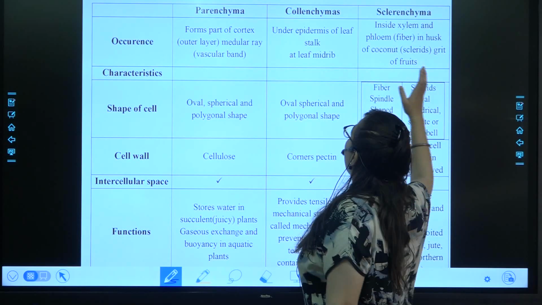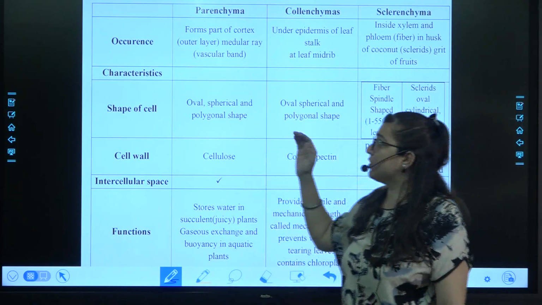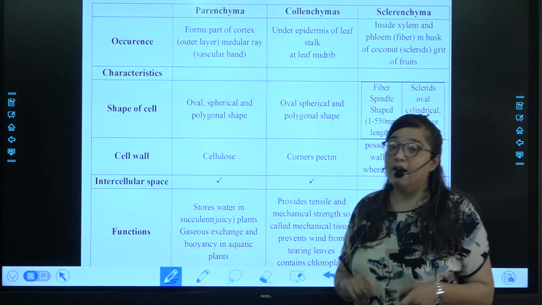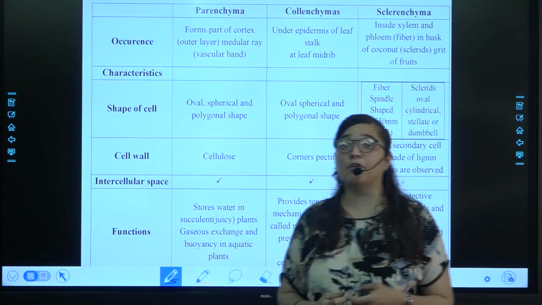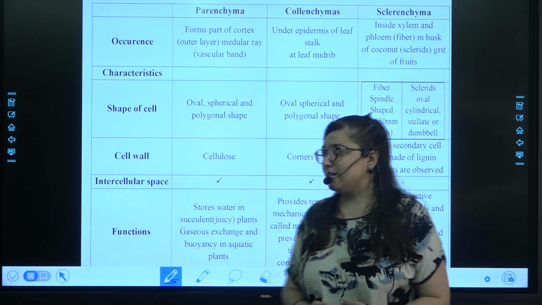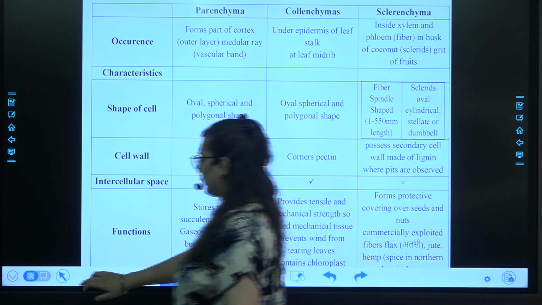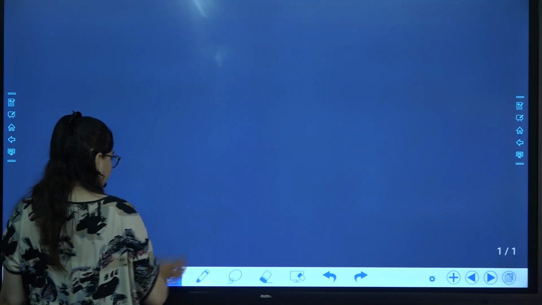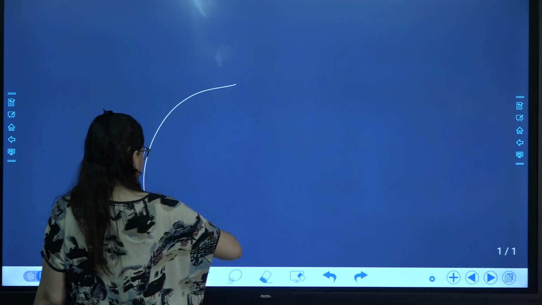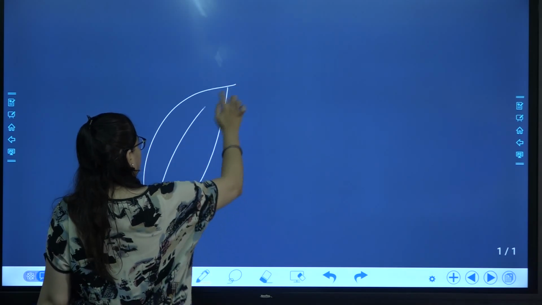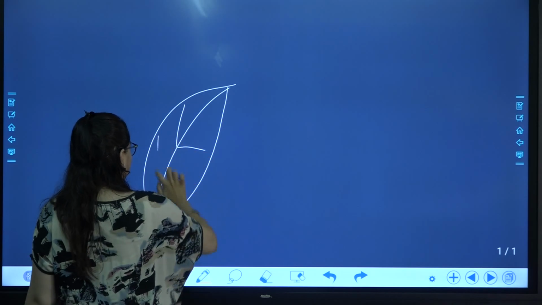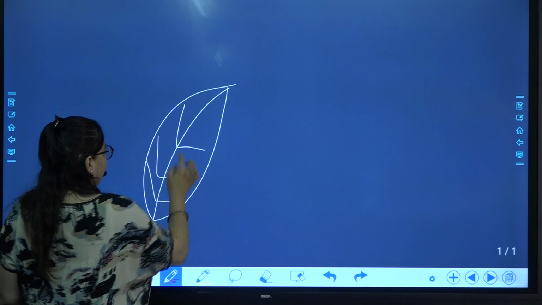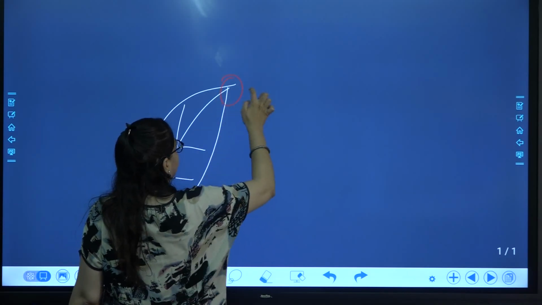Parenchyma, collenchyma and sclerenchyma. First of all, where is it formed? It is formed at the cortex, that is the outer layer. Coming to collenchyma, it is generally found in the leaf midrib. What is now the leaf midrib? This is a new concept for you. There is a leaf, and in this leaf, this is called the leaf stalk.